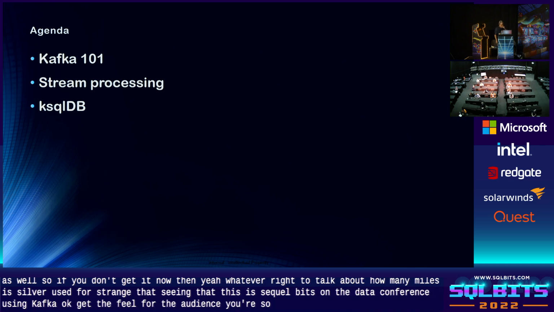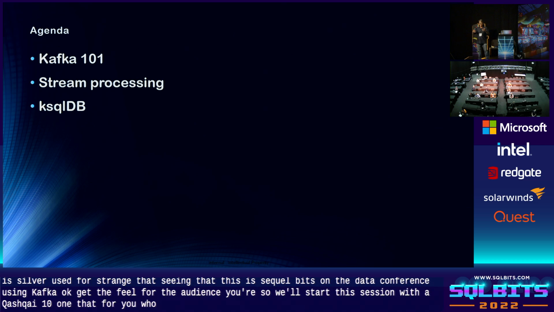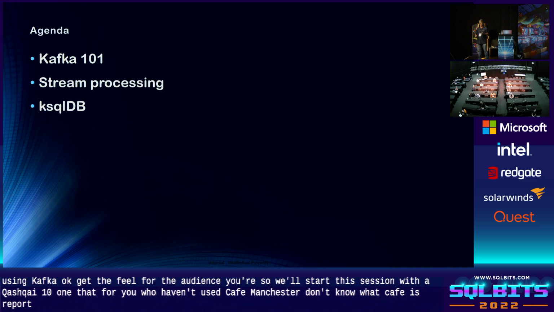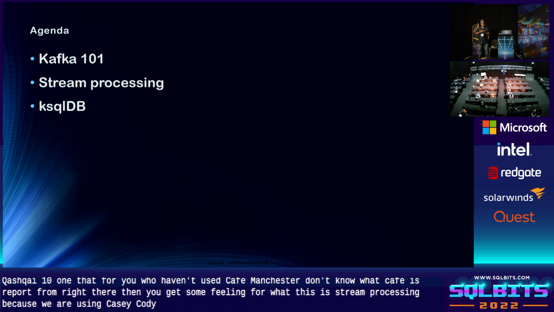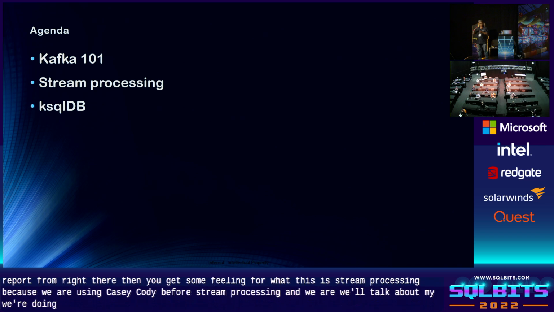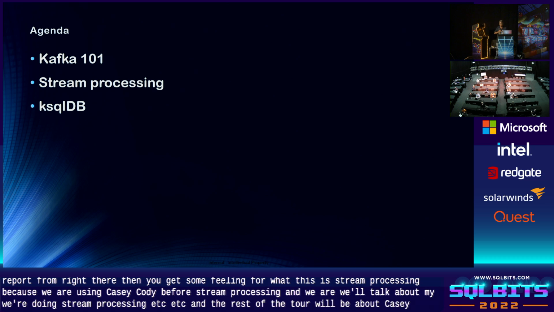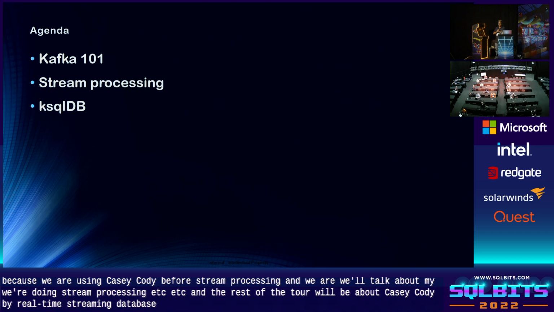So we'll start this session with a Kafka 101, for those of you who haven't used Kafka that much and don't know what Kafka is, so that you get some feeling for what it is. Then we'll talk a little bit about stream processing, because we are using ksqlDB for stream processing. And we'll talk about why we are doing stream processing, etc., etc. And the rest of the talk will be about ksqlDB, the real-time streaming database.